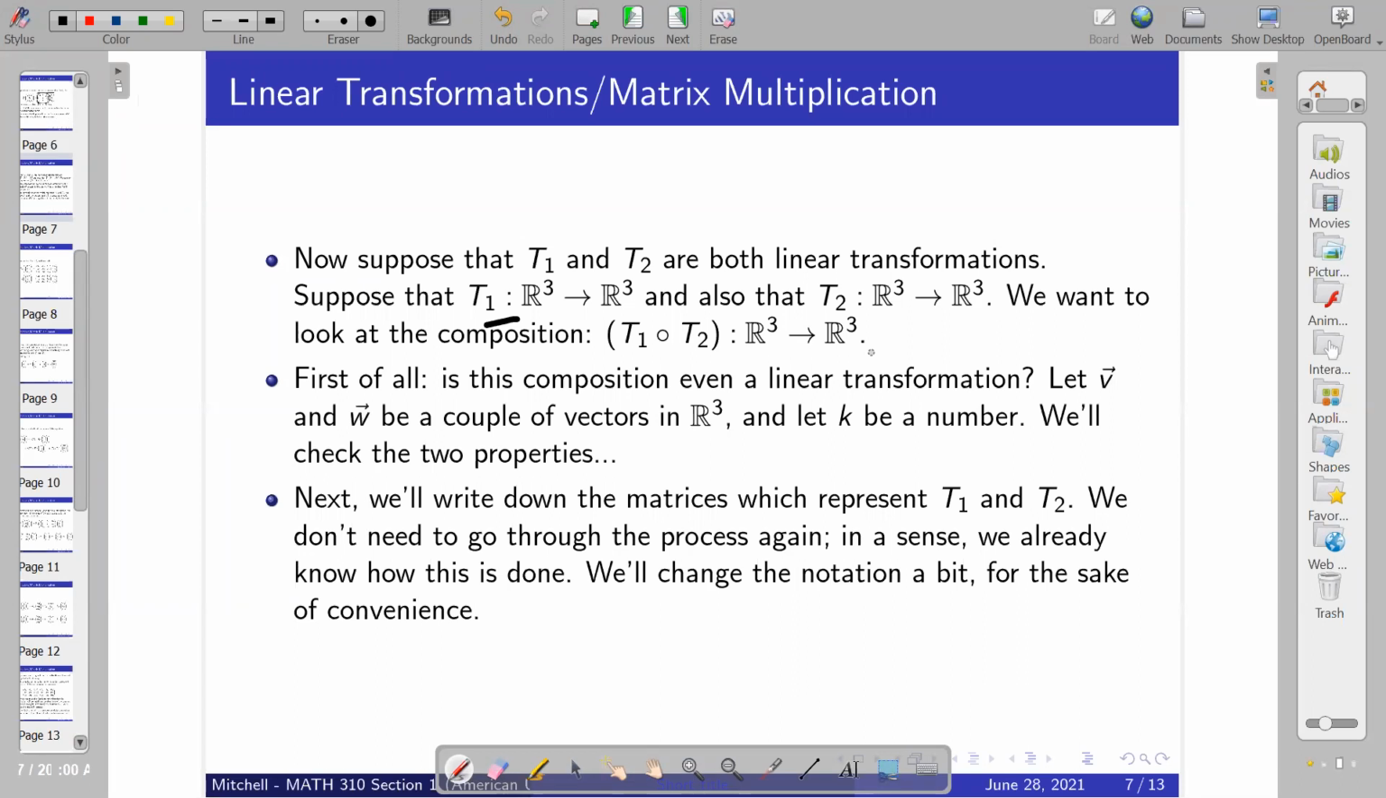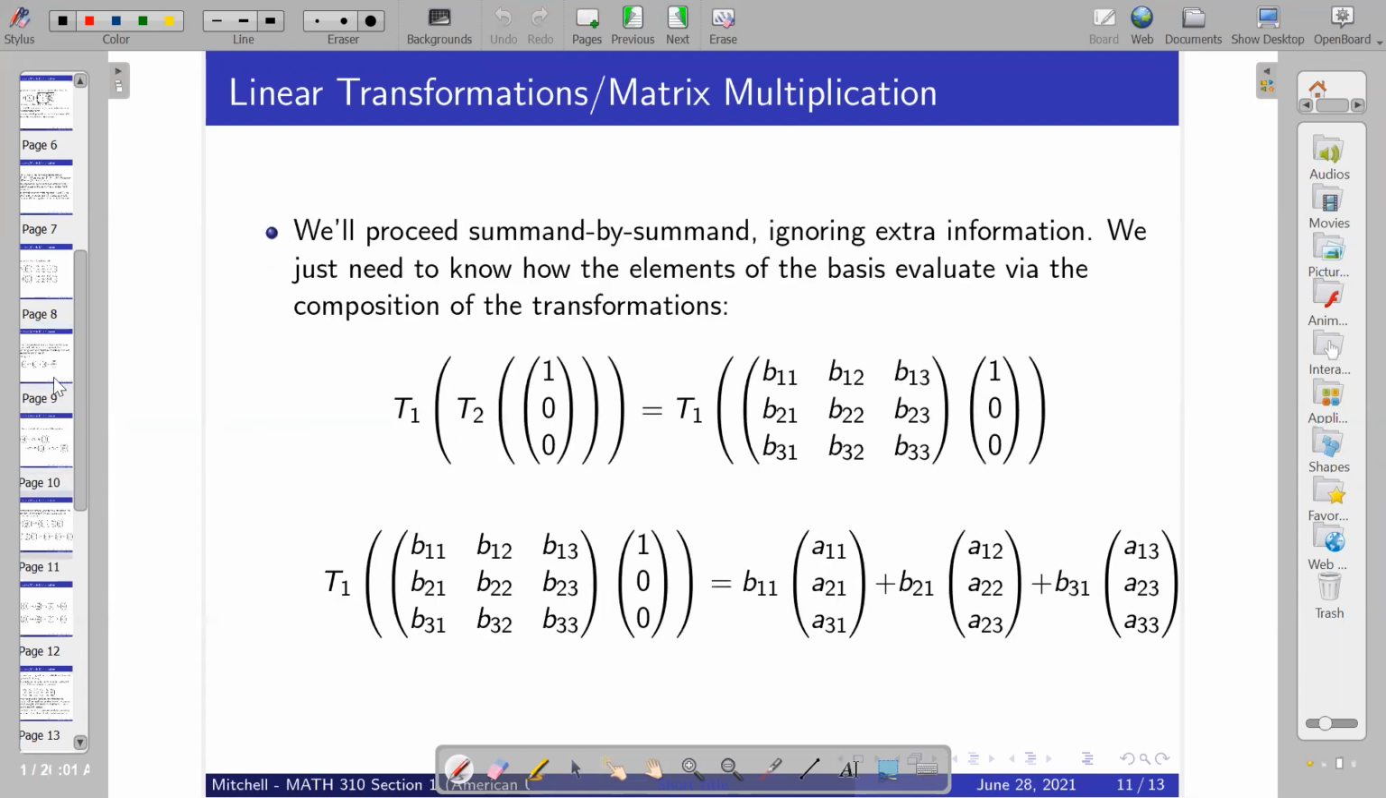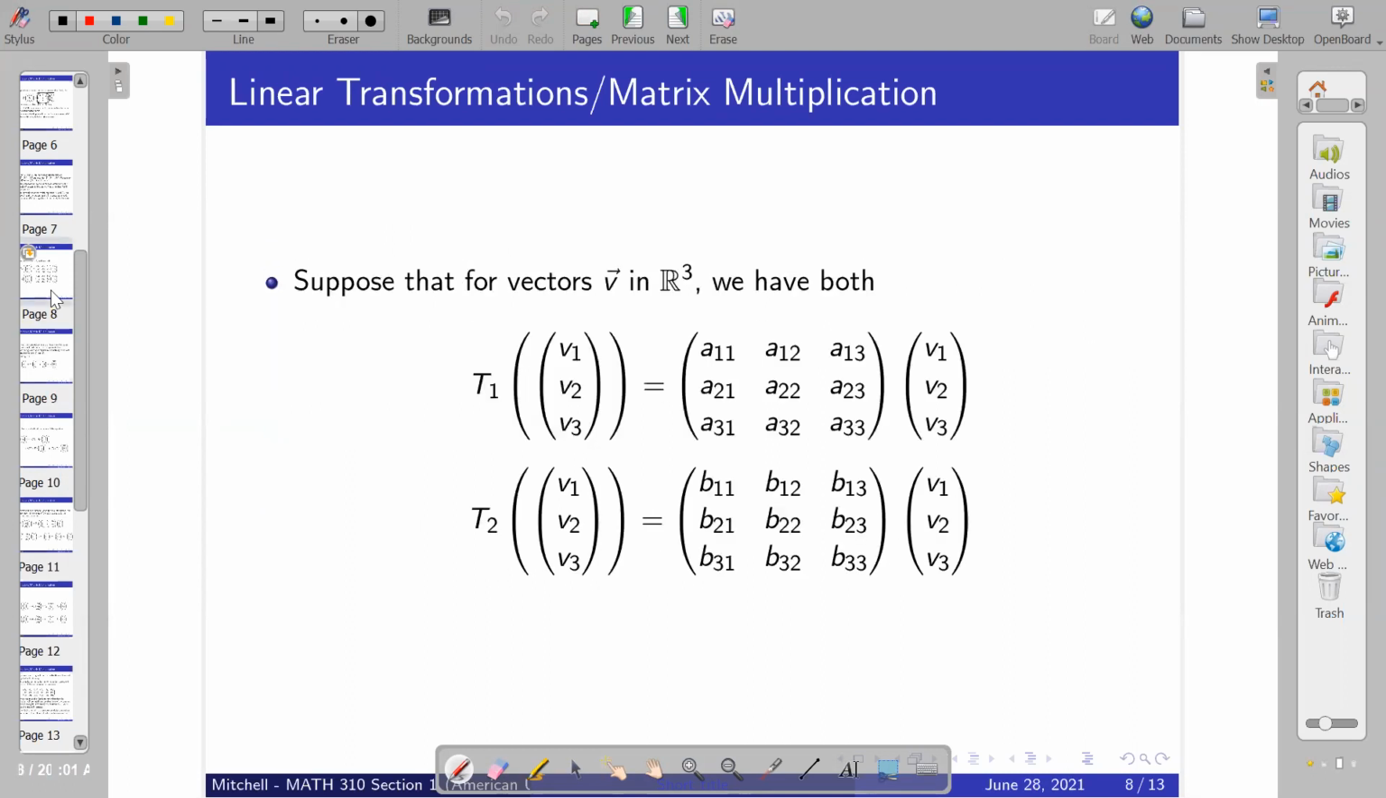So the next point, we'll write down the matrices which represent the two linear transformations. We don't really need to go through the process in detail again because we've already done it. T1 and T2 both have 3 by 3 matrix representations. So how do they look? I'll give you a formula for them a bit later. Yeah, it's right here. So basically, T1 is represented, let's say, by this matrix right here. T2 is maybe represented by this matrix B right here.